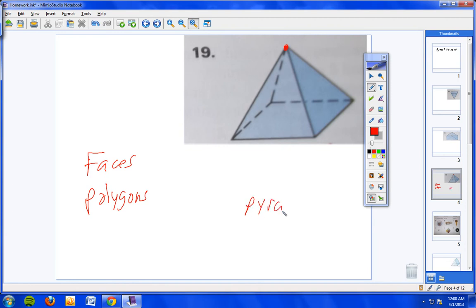But what type of pyramid is it? Well, we look at the base, and the base that this pyramid is sitting on is a rectangle. So we call this a rectangular pyramid. All right, let's move on now.